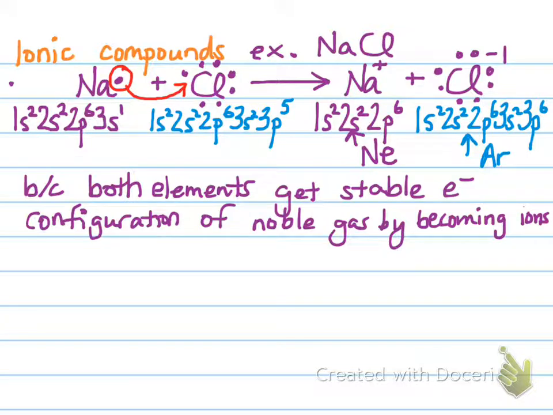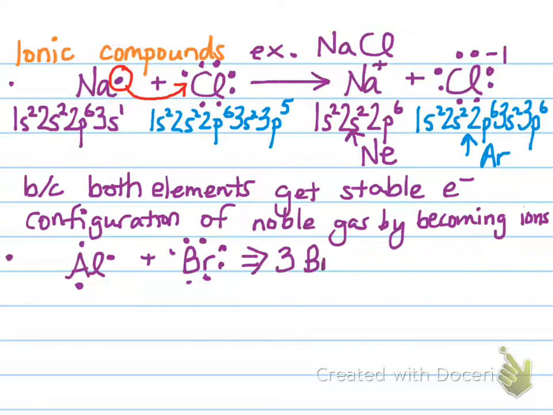Okay. If we take a look at a second example, this example is going to be aluminum and bromine. So aluminum is in group 3A, which means it has 3 valence electrons. It's going to react with bromine, which is in group 7A, and has 7 valence electrons. So we know that aluminum is going to want to give up all 3 of those valence electrons. The problem is, how many can bromine take? Only 1. So because of that, we are going to need 3 bromines.